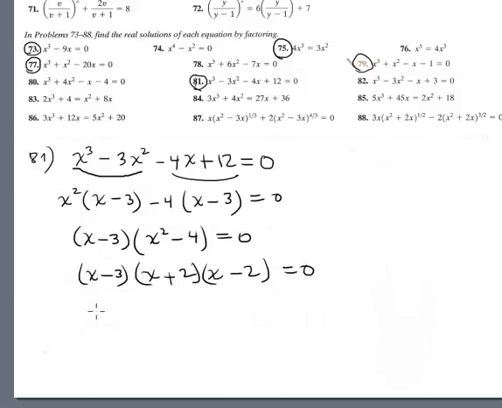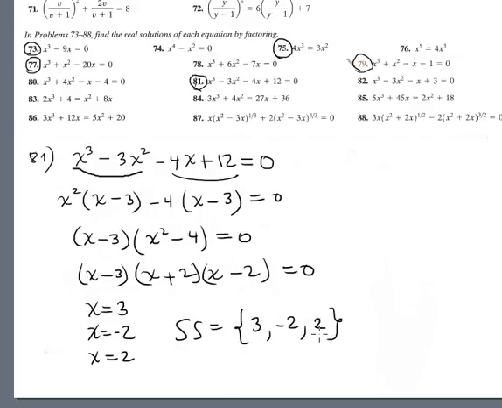So we have 3 factors, 3 solutions. The first solution is 3. Remember guys, the solution is completely the opposite sign to the factorization. This is negative, positive. It's positive and negative. And this is 2. Now the solution set for this equation is 3, -2, +2.